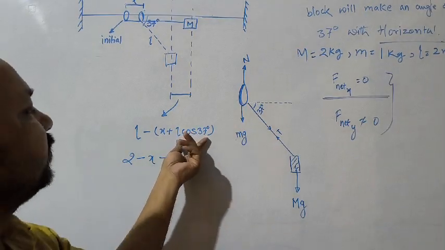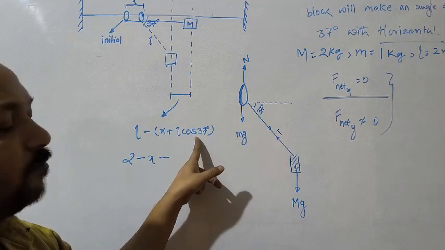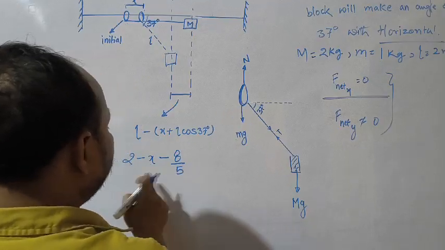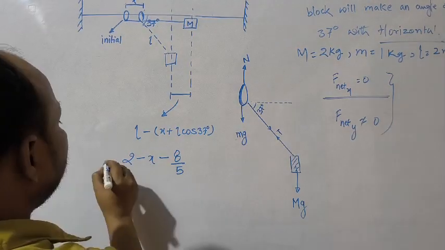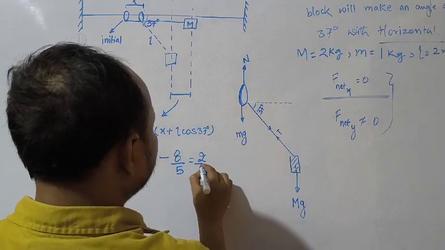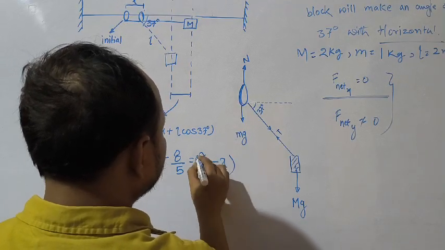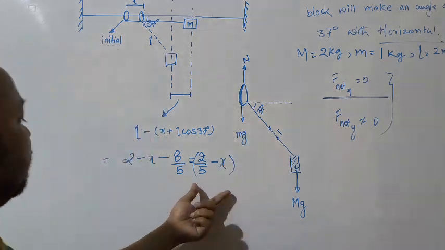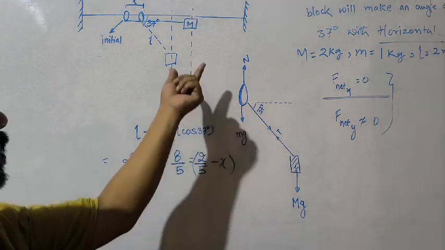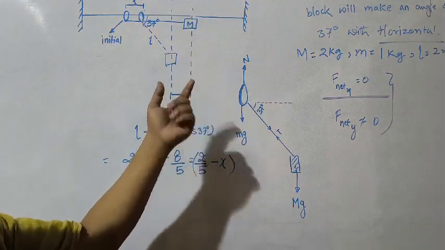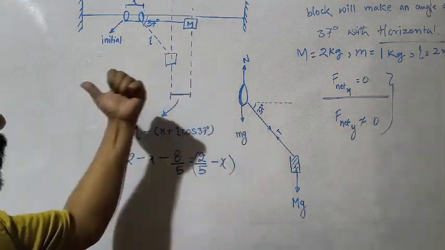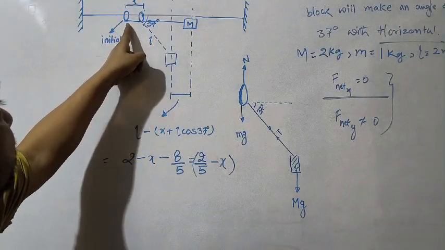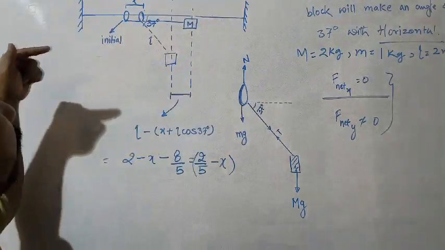What is the value of cos 37? 4 by 5 into 2, so 8 by 5. So 2 minus 8 by 5 will come out 2 by 5 minus x. Okay, 2 by 5 minus x, which is the distance shifted by the block. Okay, in which direction is it shifting? It is shifting towards the leftward direction or backward direction. And in which direction is the bead shifting? Towards the rightward direction or forward direction.